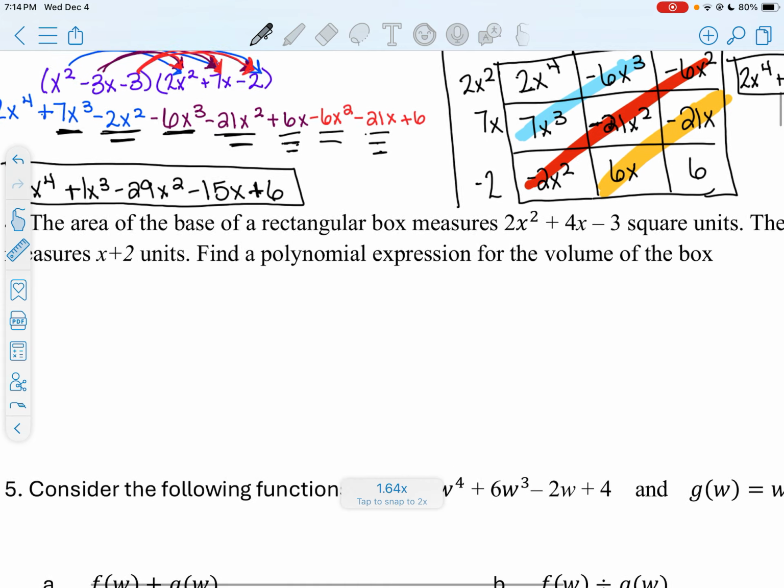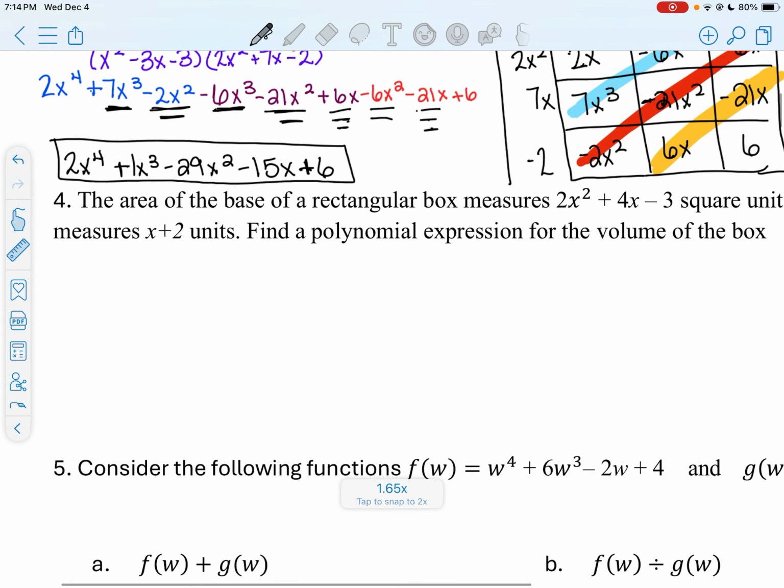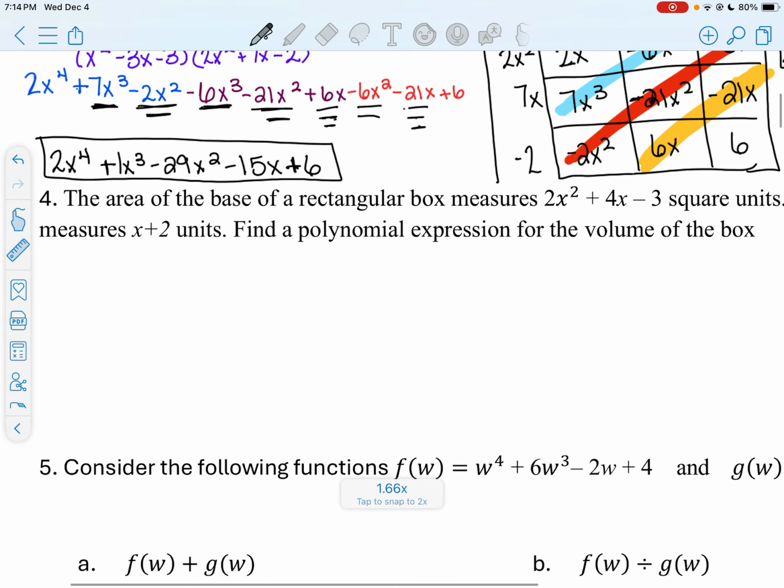Find the area of a base of a rectangular box measured 2x squared plus 4x minus 3. Not find the area, but it's telling us the area of a rectangular box is 2x squared plus 4x minus 3. The height is x plus 2. Find the polynomial expression for the volume.